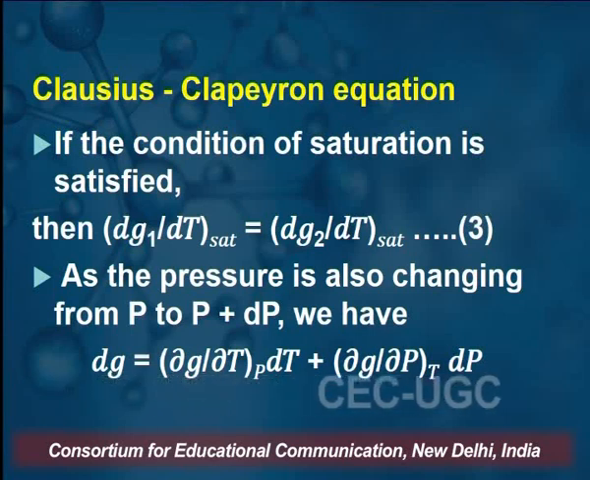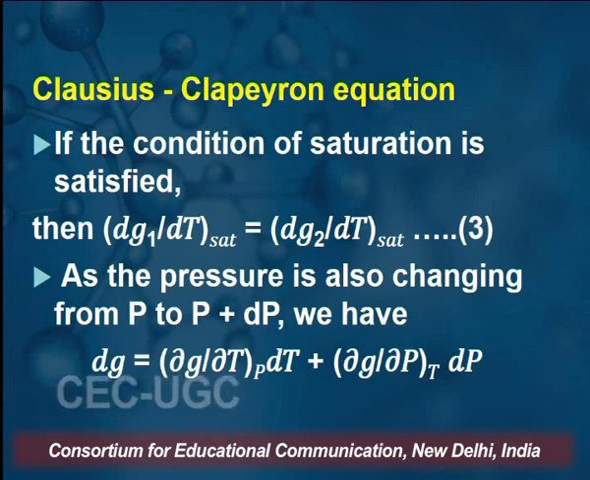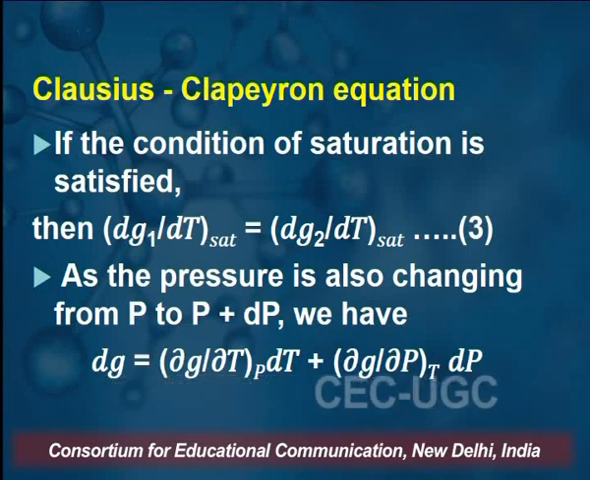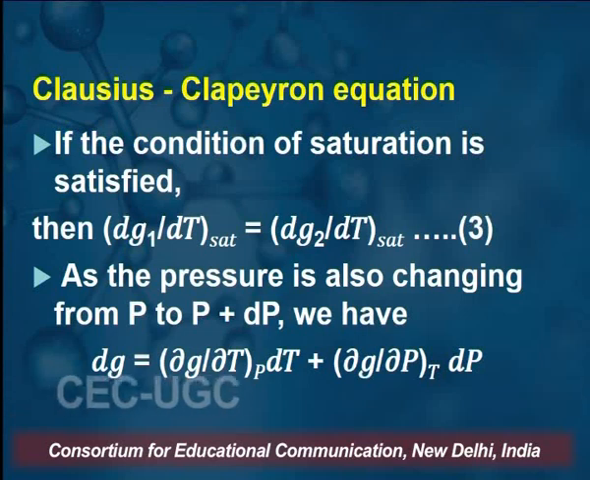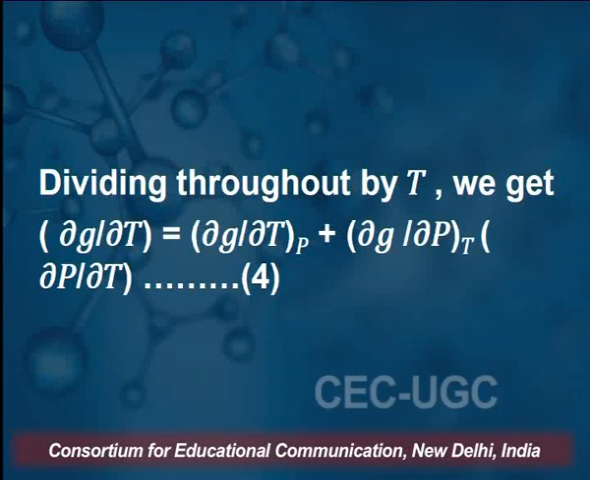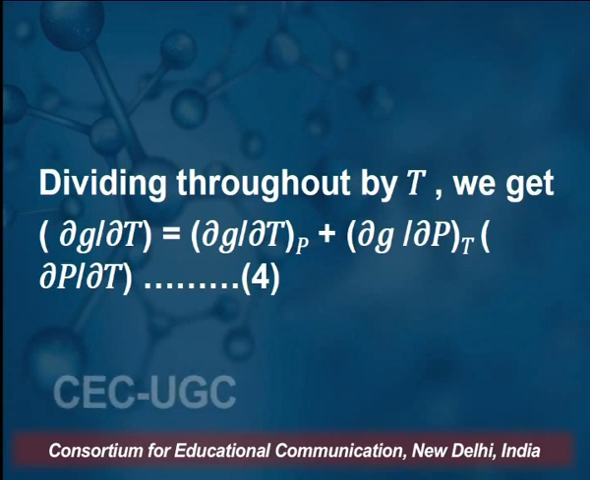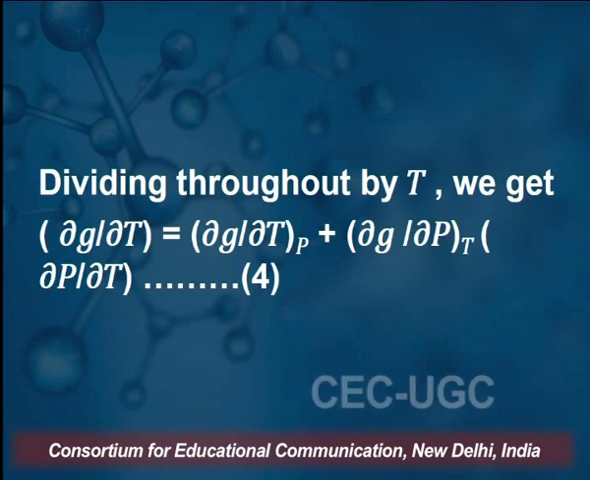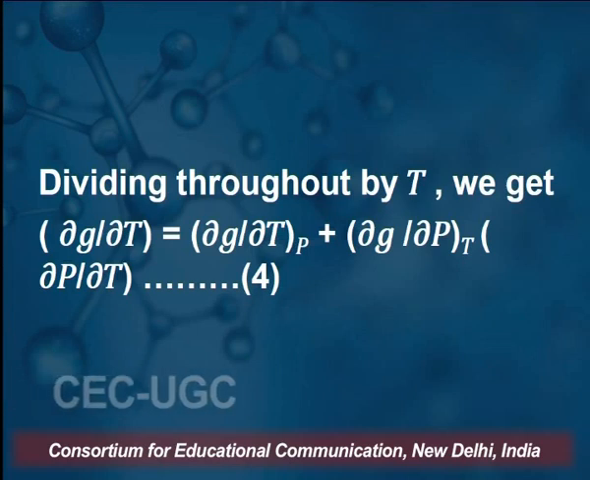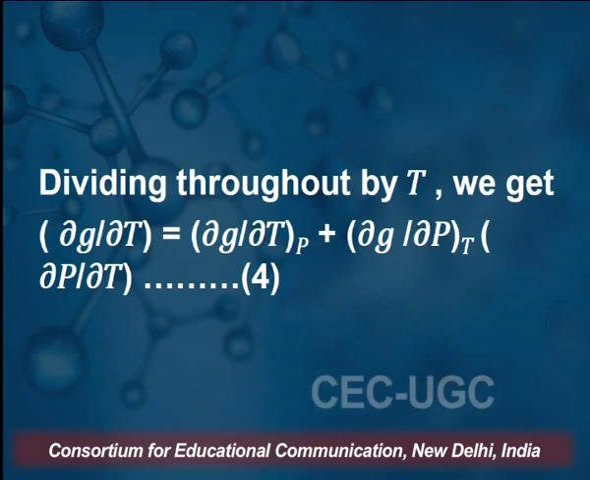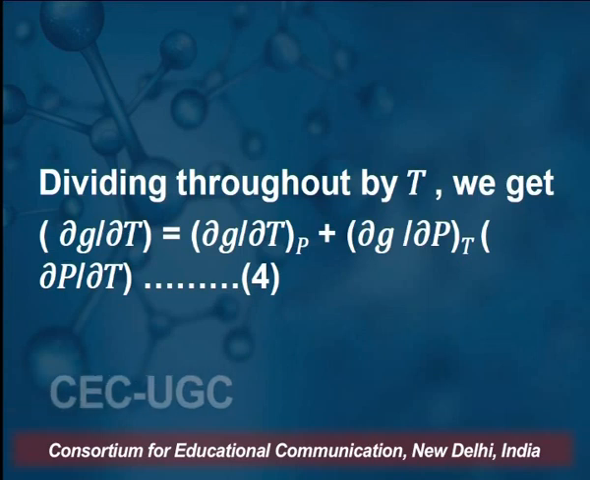As the pressure is also changing from P to P plus dP, we can write dG is equal to (∂G/∂T) at constant pressure dT plus (∂G/∂P) at constant temperature dP. Let us divide the whole equation by dT. We then get dG/dT is equal to (∂G/∂T) at constant pressure plus (∂G/∂P) at constant temperature into dP/dT. Call this equation fourth.